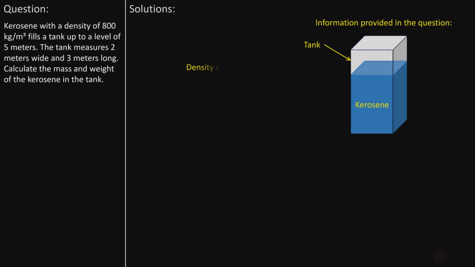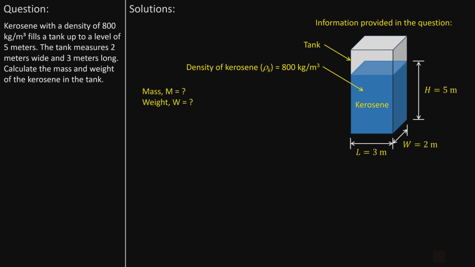From the question, we're given the density of kerosene as 800 kilograms per cubic meter, the height of the kerosene in the tank as 5 meters, and the dimensions of the tank as 2 meters wide and 3 meters long. Our goal is to find the mass and weight of the kerosene.